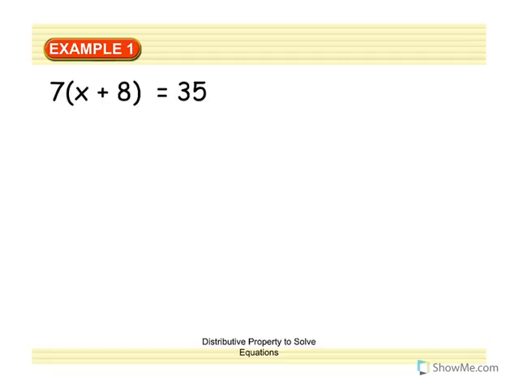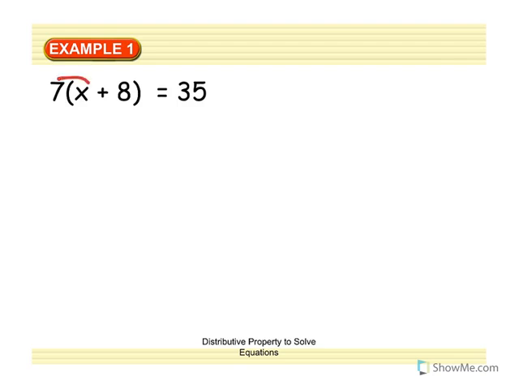So let's take a look at some equations that involve the distributive property. So technically there's a couple different ways we can do this. So I'm going to show you kind of a secondary method that we can use here. The reason we don't teach all of them that way is because it doesn't necessarily always work, and I will explain when we get there. So if we see an equation that has the distributive property and a variable inside, we're most likely going to have to distribute. So this is 7 groups of x plus 8 equals 35.